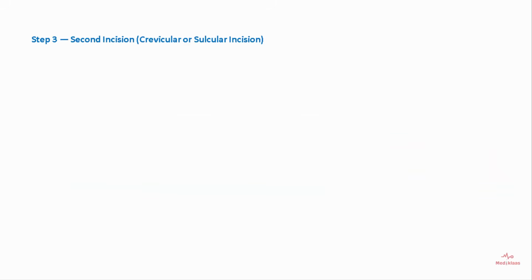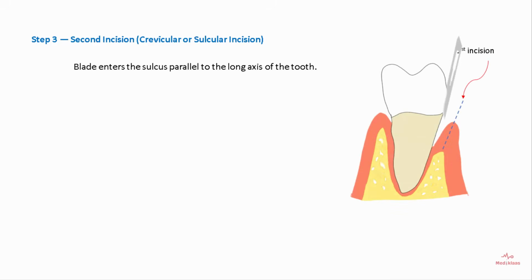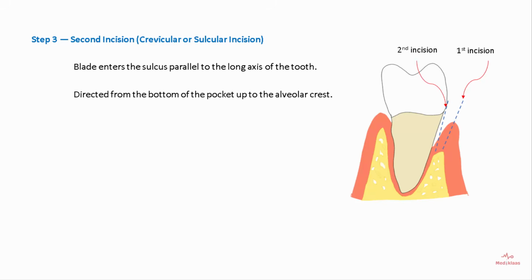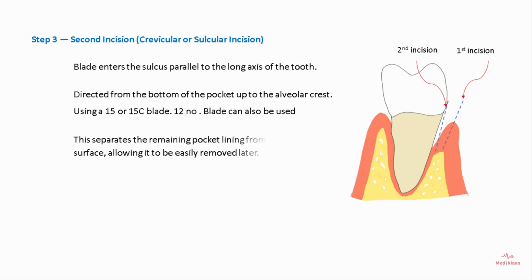Third step is the second incision, or the sulcular or crevicular incision. In this, the blade enters the sulcus parallel to the long axis of the tooth. It is directed from the bottom of the pocket up to the alveolar crest, using a 15 or 15C blade; even a number 12 blade can be used. This separates the remaining pocket lining from the tooth surface, allowing it to be easily removed later. This incision also detaches the attachment apparatus from the root.